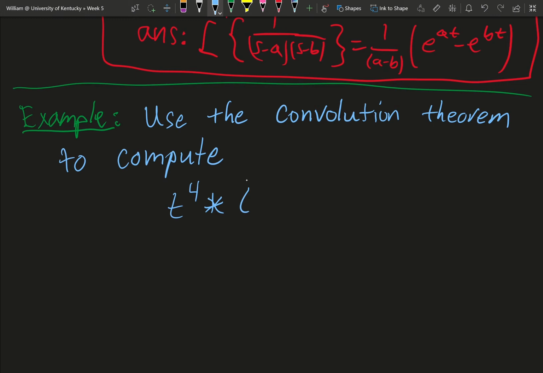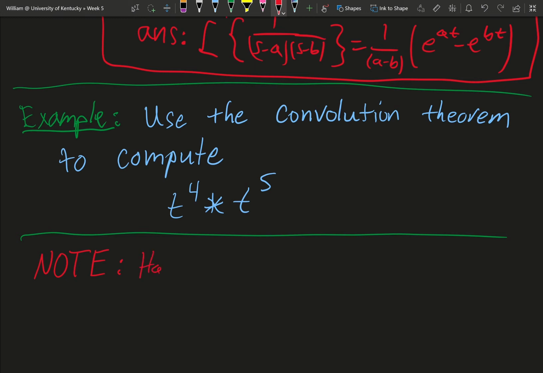So we'll use the convolution theorem to compute t to the 4th convolved with t to the 5th. Just before we begin, I want to note that this is pretty difficult to compute directly. Or it's not really that hard, but it's tedious.